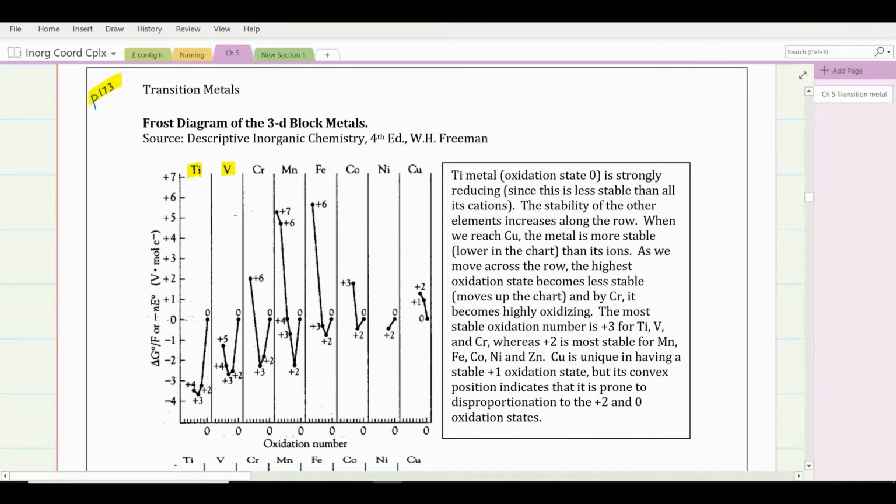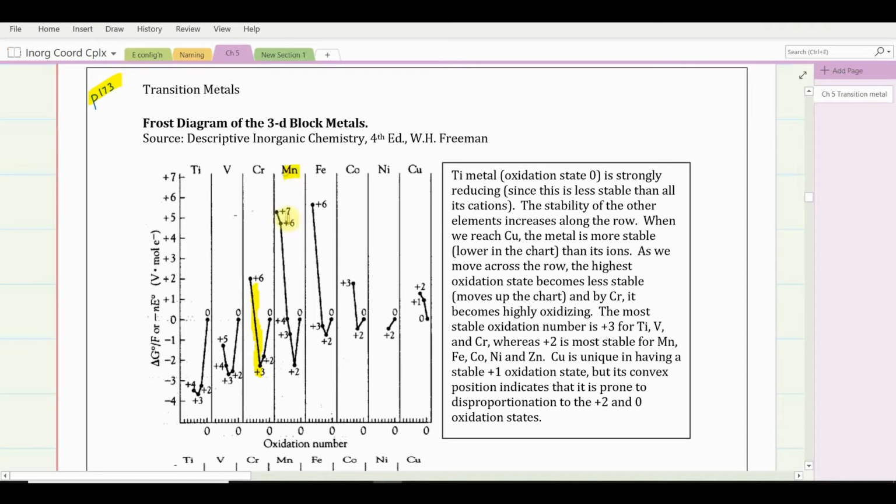Look at vanadium. Vanadium metal is a reducing agent. It'll readily give up 3 electrons, forming vanadium +3. At the same time, vanadium +5 is an oxidizer. It would readily gain 2 electrons and be reduced to vanadium 3. Look at chromium metal. Chromium metal is a reducing agent. It will readily give up 3 electrons to be oxidized to chromium 3. At the same time, chromium 6 is an oxidizer. It would readily gain 3 electrons to be reduced to chromium 3.